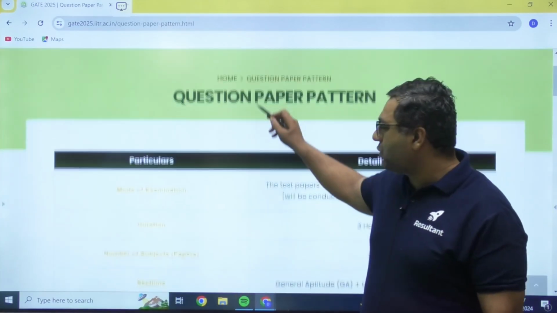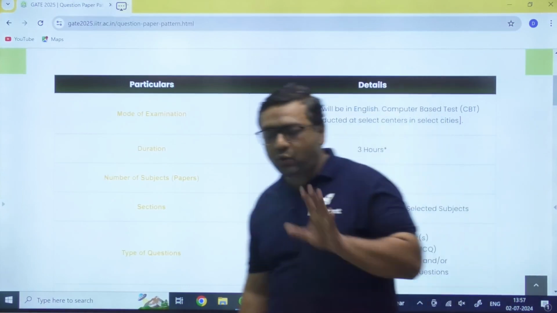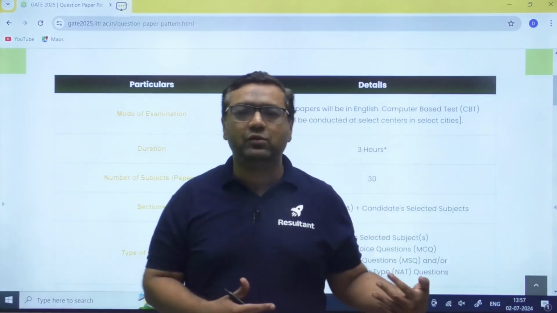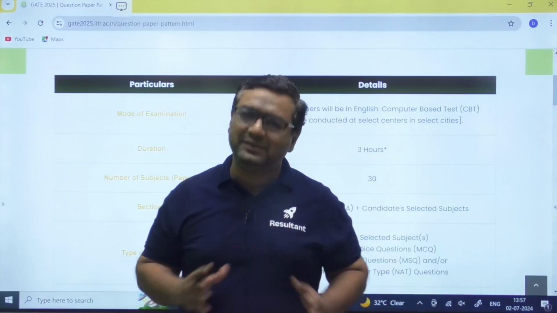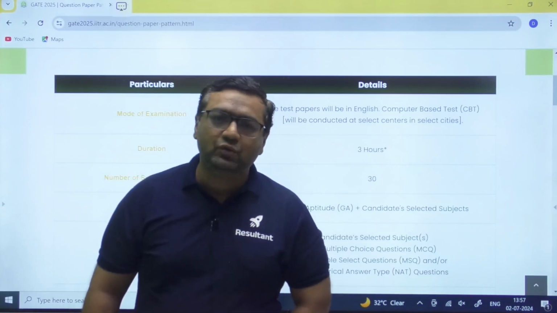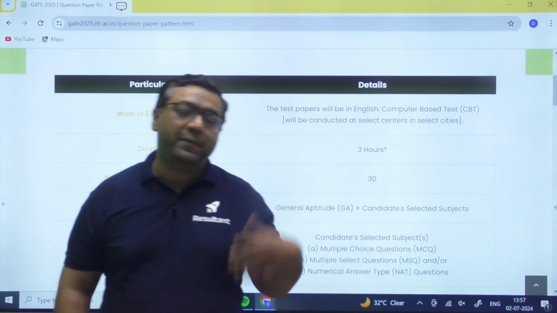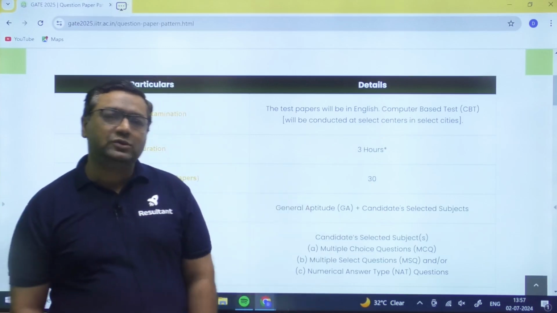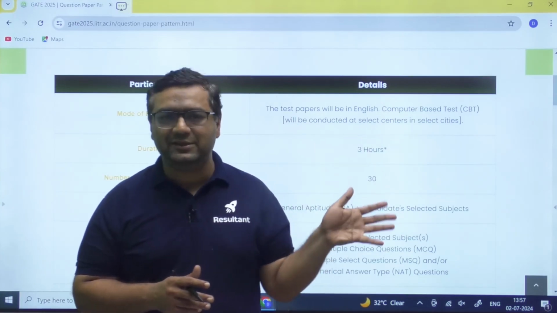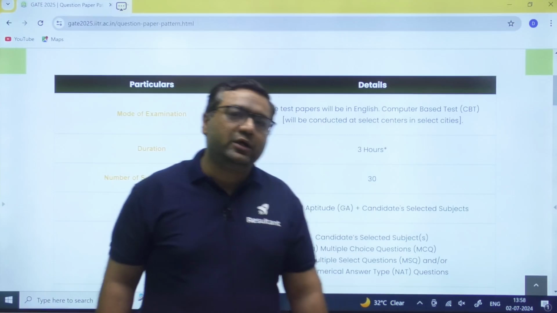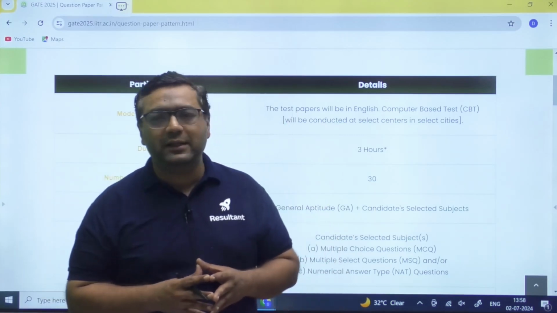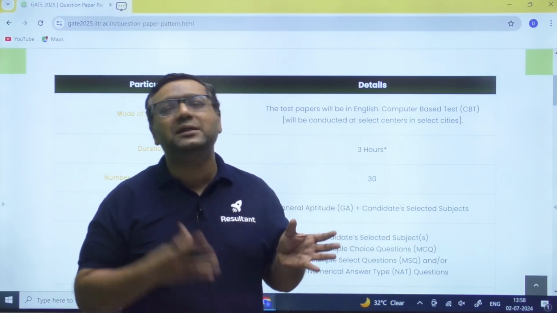When we talk about the question paper pattern, first of all, it is an online examination. GATE 2025 is similar to the previous year's paper. It is going to be a CBT, computer based test, of 3 hours, and in those 3 hours you have to attempt a paper of 100 marks. Out of those 100 marks, you will have two sections. One is general aptitude, the other is technical specific. General aptitude will be of 15 marks. The technical part is going to have engineering mathematics plus other subjects.